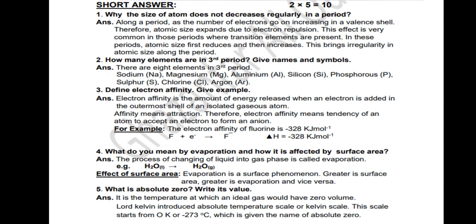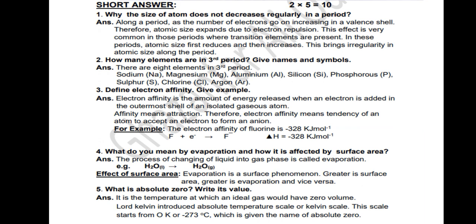Why does the size of an atom not decrease regularly in a period? In a period there is an exception, an abnormal behavior, and there are some reasons. Along a period, as the number of electrons goes on increasing in a valence shell, the atomic size expands due to electron repulsion. This effect is very common in those periods where transition elements are present. In these periods, atomic size first reduces and then increases. This brings irregularity in atomic size along the period. So that is the reason that atomic size or atomic radius does not decrease regularly in a period.